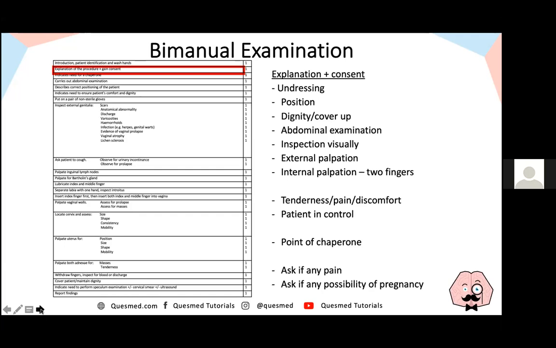Also explain the point of a chaperone. So I normally say there's going to be a nurse or a healthcare assistant in the room with me. They will not participate in the examination. They are here as a chaperone only. And finally, obviously, gain consent.